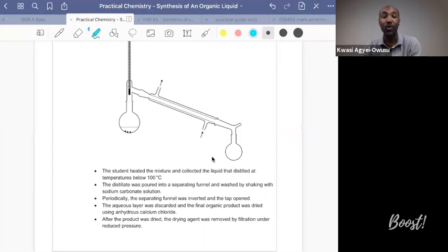The distillate is poured into a separating funnel and washed by shaking with sodium carbonate solution. So we're getting rid of any excess acid that's made its way into our distillate. You're going to periodically invert the separating funnel and open the tap so that you relieve the pressure. The aqueous layer was discarded and the final organic product was dried using anhydrous calcium chloride, so it absorbs any small amounts of water left over. And once the product has been dried, we can filter to remove the drying agent.